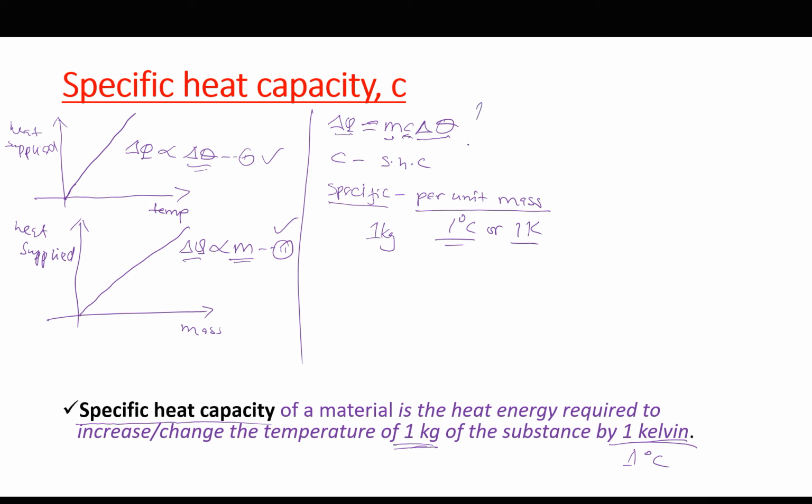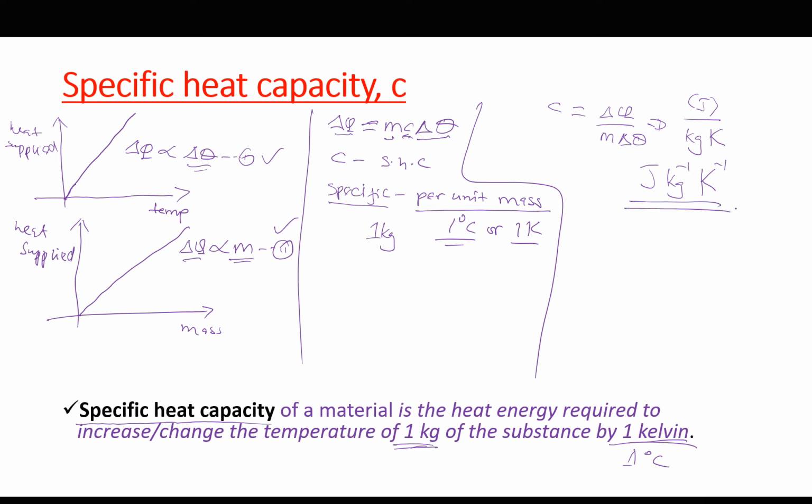So if I make C the subject from this expression, I can establish the units of specific heat capacity. C is going to be equal to delta Q divided by M delta theta. If I consider only units, this will be joules divided by kilograms divided by Kelvin. So this will be joules per kilogram per Kelvin. Those will be the SI units of the specific heat capacity.